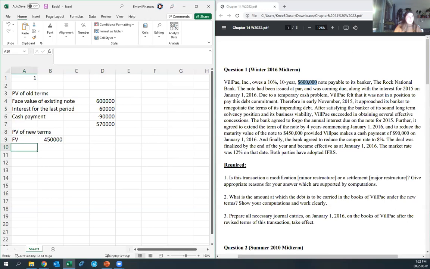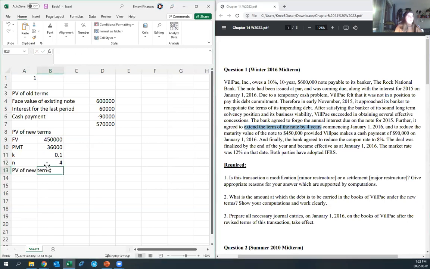Then to find the present value of the new terms, we have our future value of 450,000, which is mentioned here, that they reduce it to 450,000. The new coupon rate is 8%. So we're going to use 8% of the 450,000 for the payments amount. For the rate, we're doing the test now, so we're using the old market rate, and the old market rate was 10%. And then the number of periods: they extended the term of the note by 4 years. So we're going to have a 4-year period.